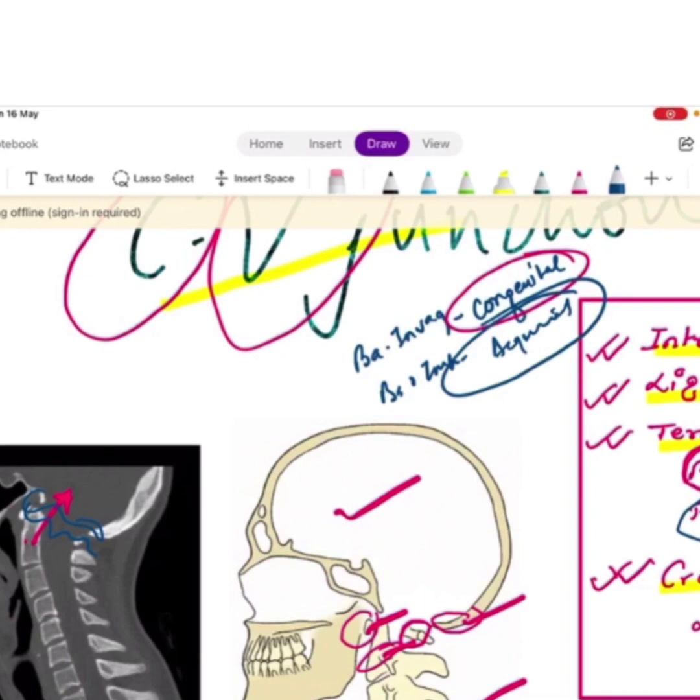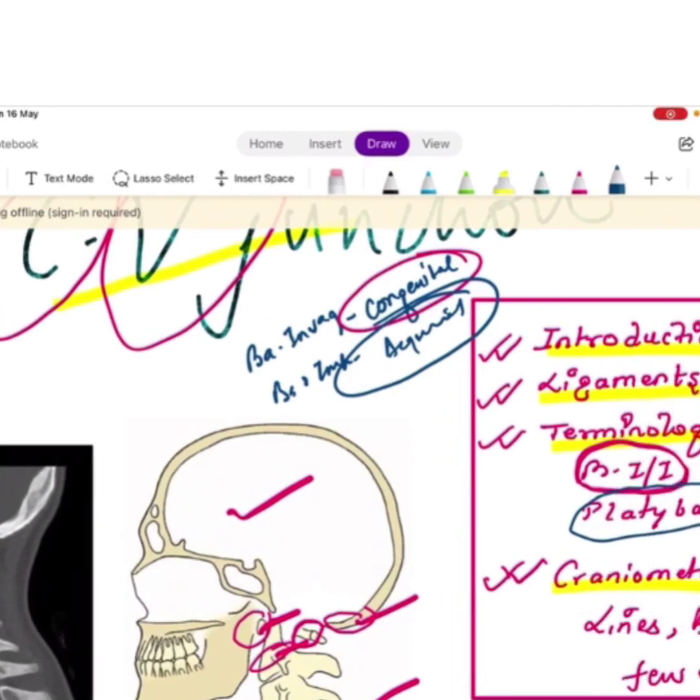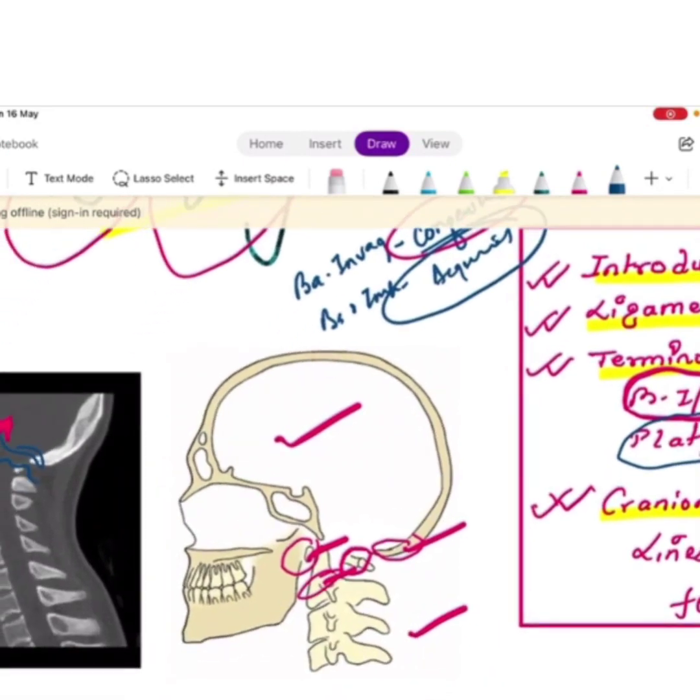Basilar invagination is the congenital upward displacement of vertebral elements into the normal foramen magnum with normal bone, while basilar impression means similar upward displacement of the dens, but this is an acquired situation because of the softening of the bones at the base of the skull. And what is platybasia? Platybasia means there is flattening of the skull base. The skull base has an angle, but in platybasia this angle is increased and the skull base is very flat.